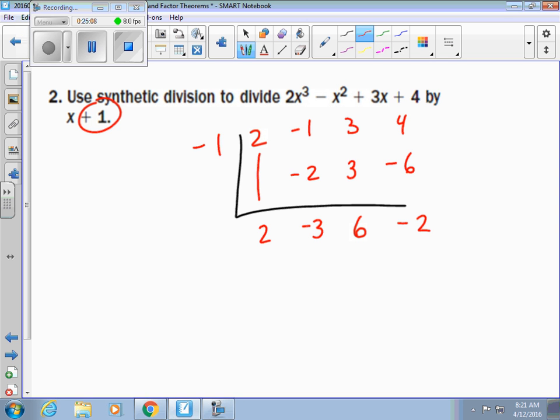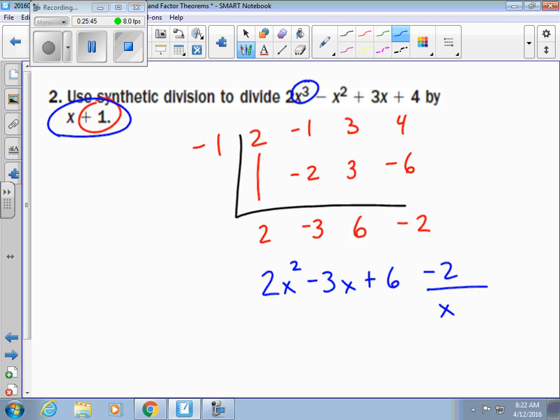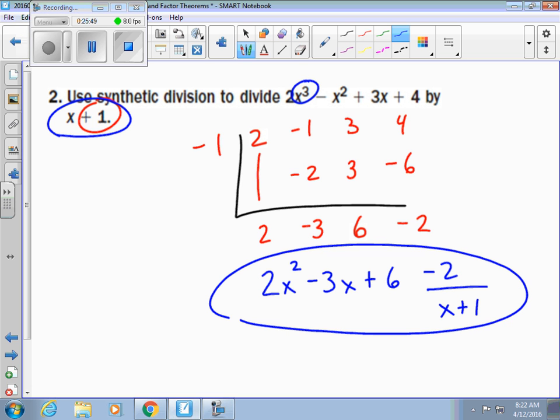Once you have those coefficients, you put them back into the polynomial form by going to the next smaller degree from the largest one, x to the third. So this number here, 2x squared, not x to the third. The next number is negative 3, and it's just 1 degree less than x squared, so it'll be x to the first power. The next number is positive 6. It's 1 degree less than x to the first power, which is x to the 0 power, the constant term. And the last thing is negative 2. That's your remainder. Negative 2, since it's a remainder, goes over the original x plus 1. 2x squared minus 3x plus 6 minus 2 over x plus 1.